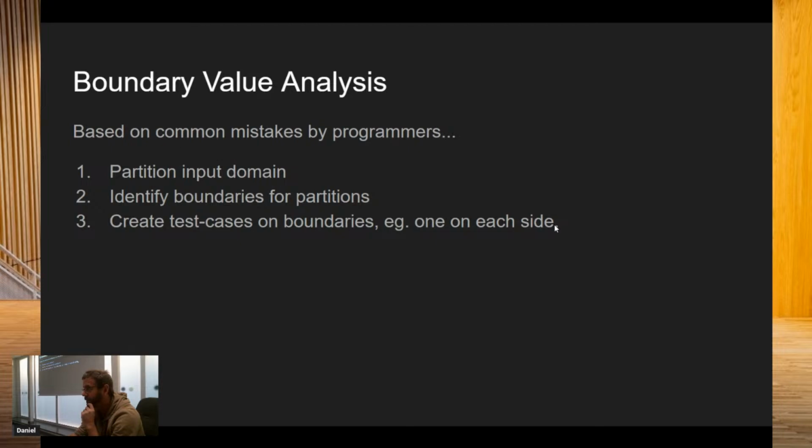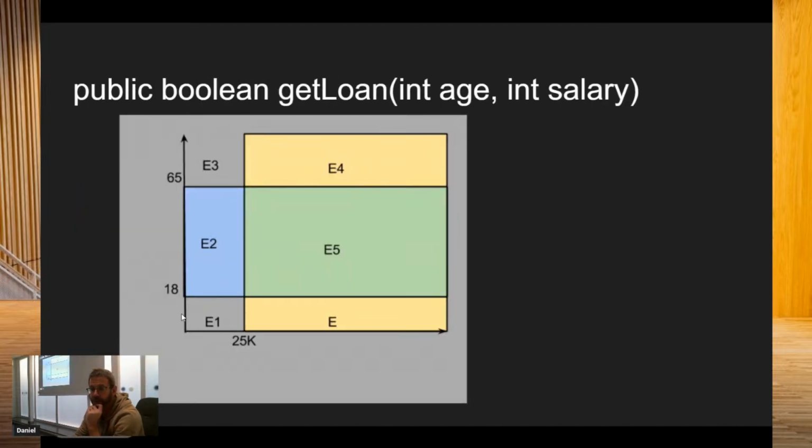So you have one on each side. So for this one, you would have one test case where we are 17 and another where we are 18 to make sure that we have a difference. And then we have one where we are earning 24,999. And then we have the second one where we are earning 25,000. And then the same thing up here, you have one where you are 64 and you could get a loan, but you also have one test case where you are 65 and you don't get a loan, even if you have the salary. So imagine this particular scenario and what test cases I would have.